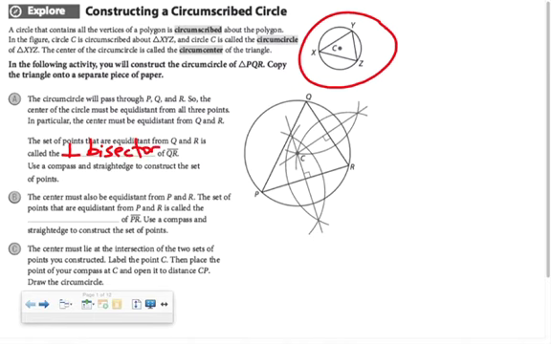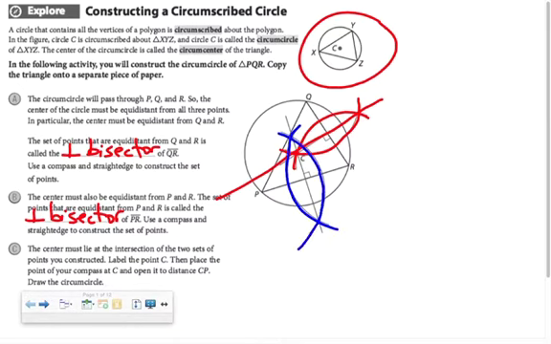So that's what they did here. They used the compass and made this arc, and they connected the line passing through those arcs. In part B, they're saying that the center must also be equidistant from points P and R. So they constructed the perpendicular bisector of segment PR, and in order to do that, they made this arc and this arc to construct this line. Since they intersect here, that is my circumcenter.